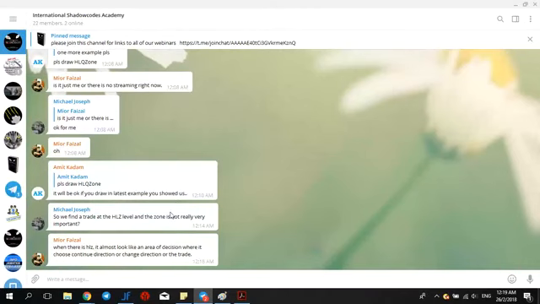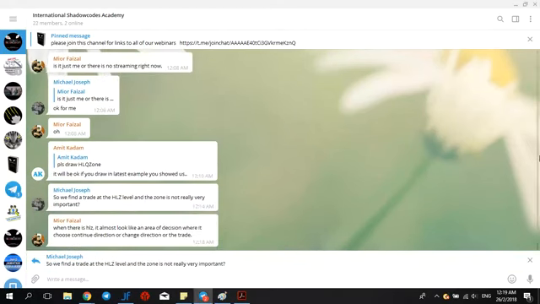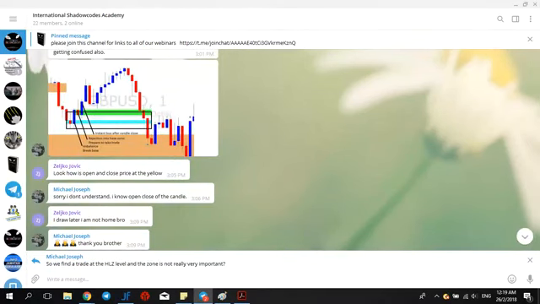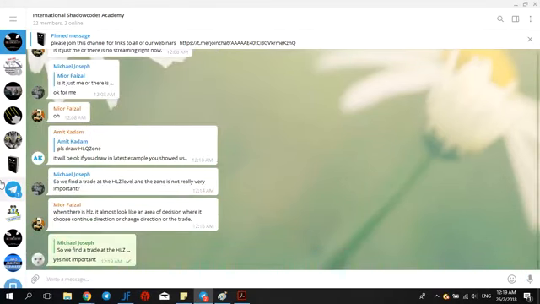It's okay if you draw the zone. So we find a trade at the HLZ level, and the zone is not really very important. Yes, correct. My friend's desk is quite small, and usually the mouse just falls from the table. So we find three edges, and the zone is not really very important. Yes, not important. We only find three setups.